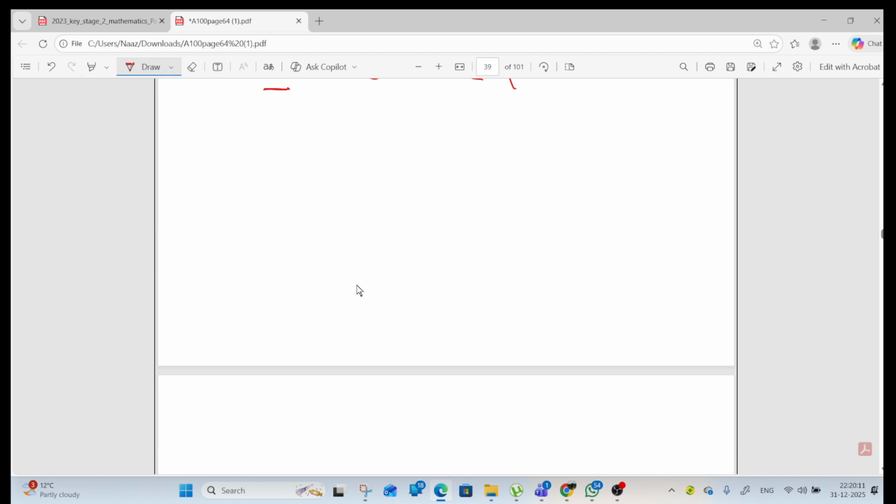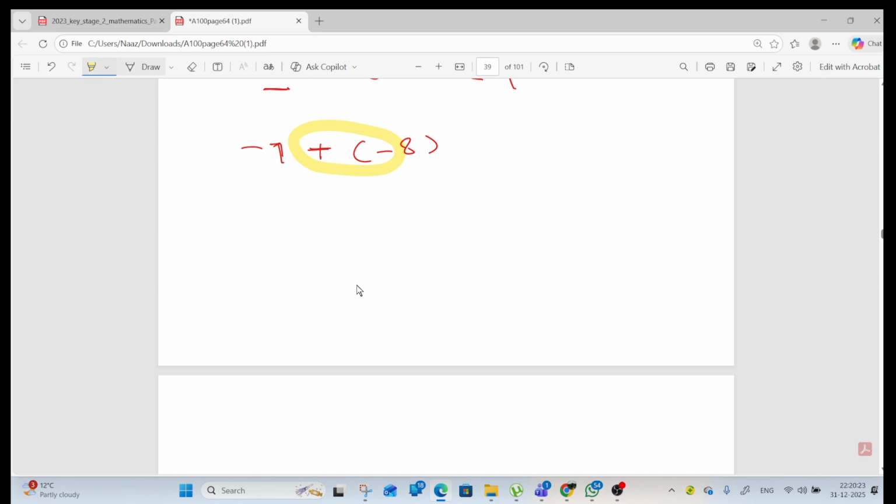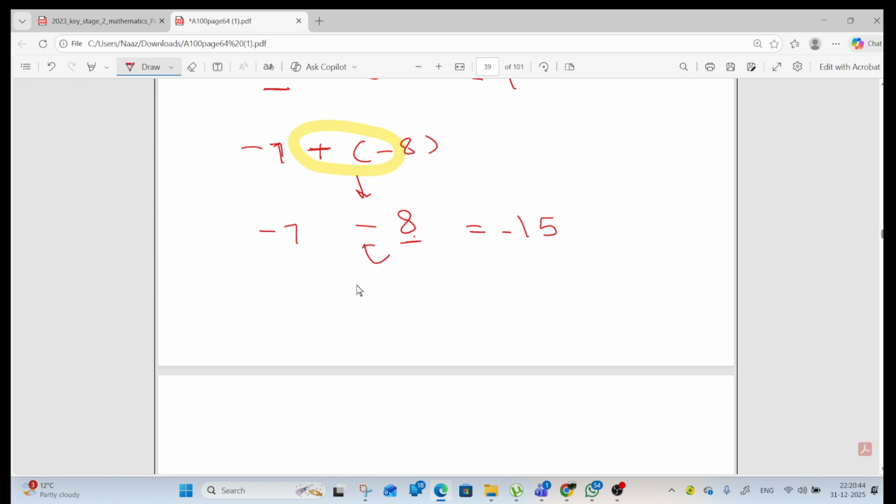Let's do this. This is negative 7 plus negative 8. Again you see there are different signs. One is positive, other is negative. So we convert it into single sign, which is negative. I have negative 7. This is 8. Now both numbers are having same sign, so we add them. We do 7 plus 8, so this is 15. Bigger number is 8, which is negative. So answer is negative 15.